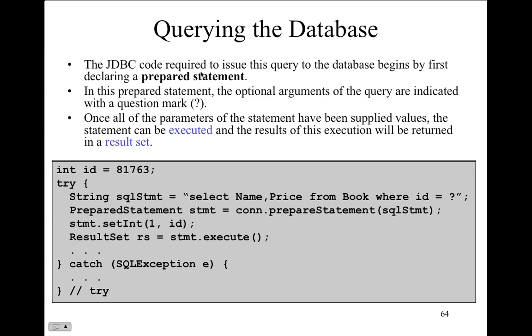This is step number 3. In step number 1, we loaded the driver. In step number 2, we made the connection. In step number 3, we're going to prepare a statement. This is called a prepared statement. We begin by declaring what's called a prepared statement, and the prepared statement is going to be another object with an optional argument where we have a question mark.